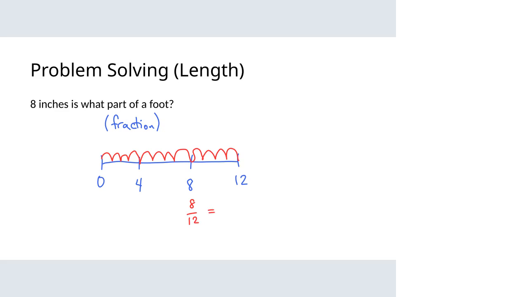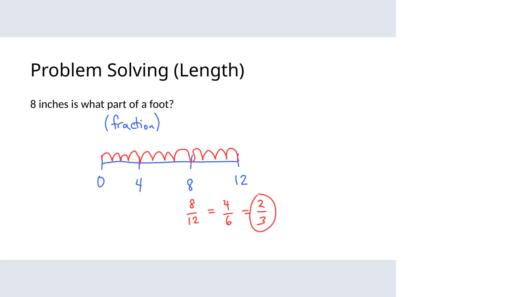So 8/12, let's see, those are both even numbers. So I could divide top and bottom by 2 and say that it's 4/6. They're still even numbers. I could divide again and say 2/3. And so 8 inches is what part of a foot? It's 2/3. Maybe you feel like I didn't get a whole lot of value out of the length model in that one.